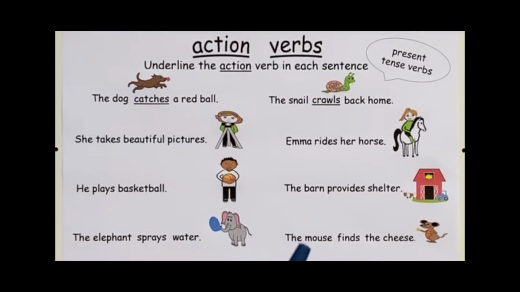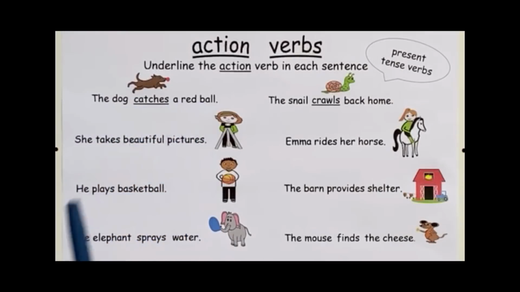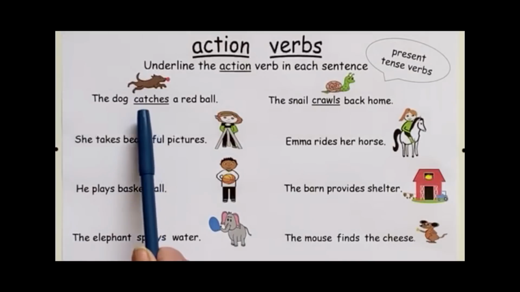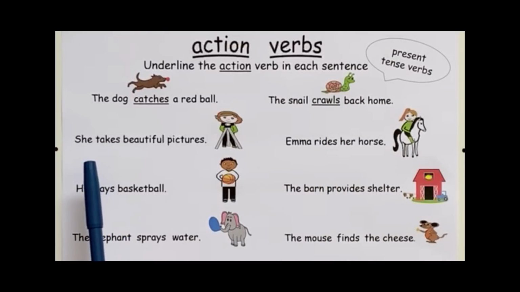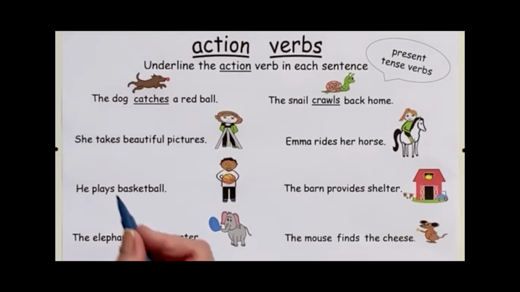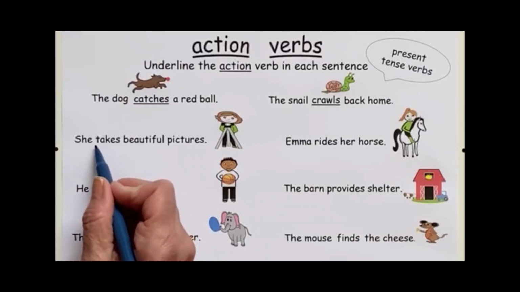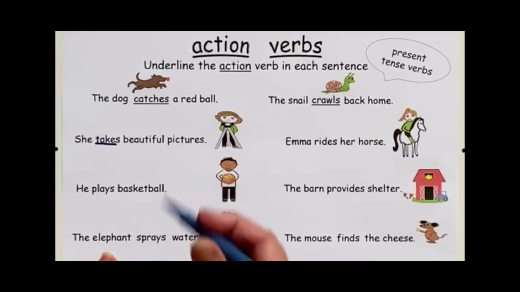So let's look at our first example. The dog catches a red ball. What does the dog do? He catches. The snail crawls back home. What does the snail do? Crawls. So let's look at our next sentence. She takes beautiful pictures. What does she take? Or what does she do? She takes. And what she takes are beautiful pictures.